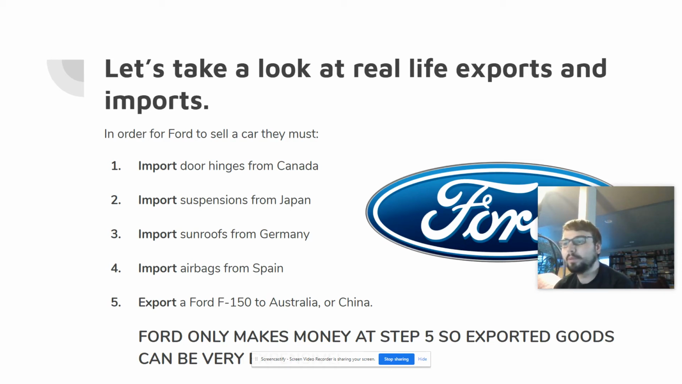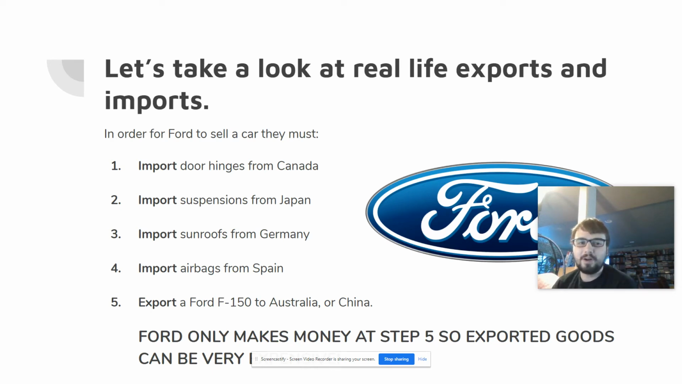One, they import door hinges from Canada. Those hinges on the car door, the thing that holds the car door on when you open it, come from Canada. The suspension, that's the thing that keeps your car from tipping over and falling apart, the whole part underneath the car, comes from Japan. They import sunroofs from Germany. That window in the ceiling, they import from Germany. And they import airbags, the things that stop you from hitting the steering wheel if you ever get in a crash, from Spain.